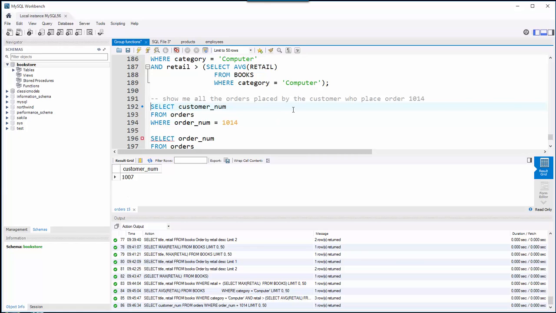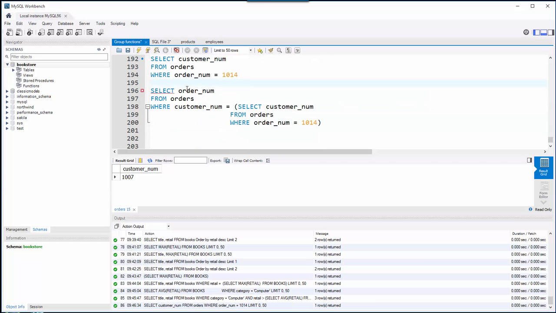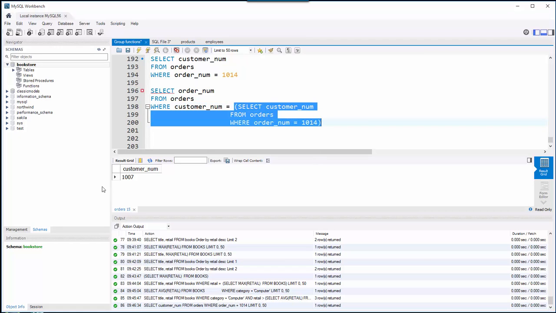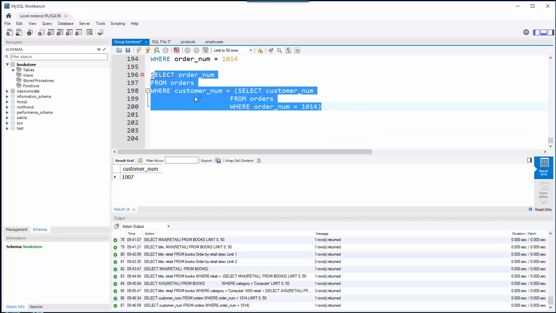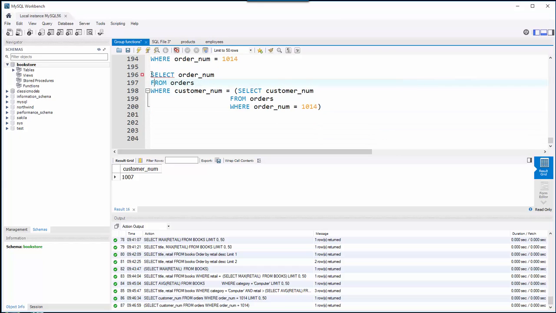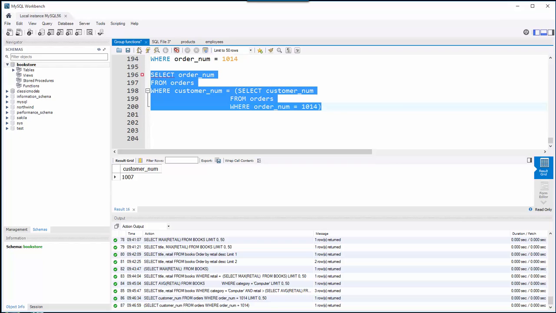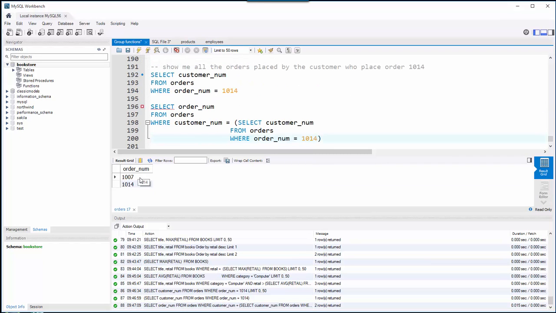So now show me all the other orders placed by that customer. So how can I do that? I'll select the order number from orders where the customer number equals, and basically this is the 1007, right? When I run that, that's what I get. I get 1007. So now I'm saying show me all the orders placed by that person. So now I can select all of that, hit run, and I see there was only one other order.